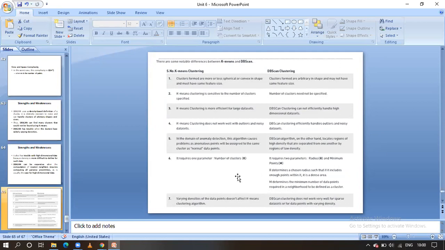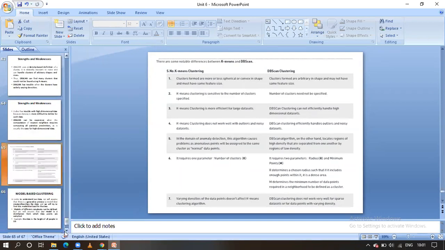Coming to k-means, the only input is how many clusters. But coming to DBSCAN, we have to specify the radius and also the minimum number of points. These are the differences between the k-means algorithm and the DBSCAN algorithm.